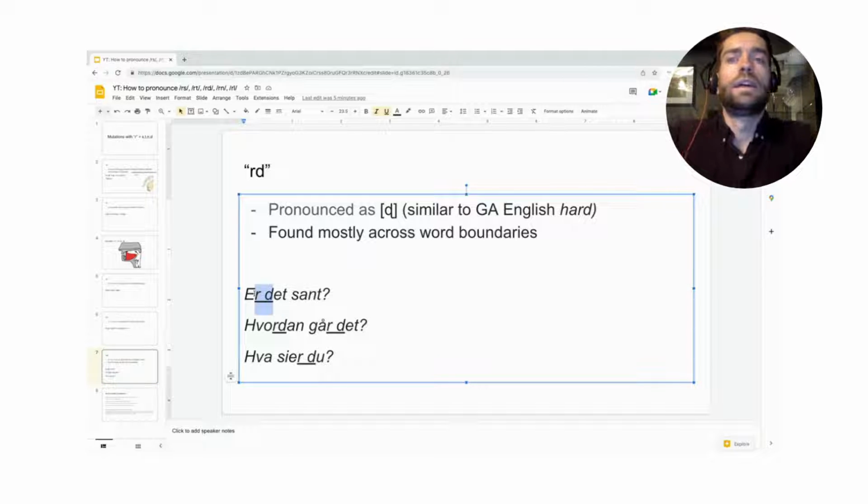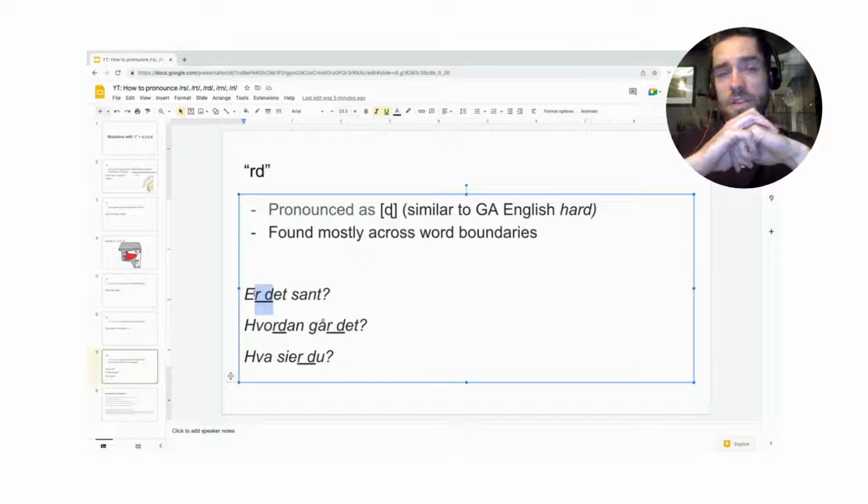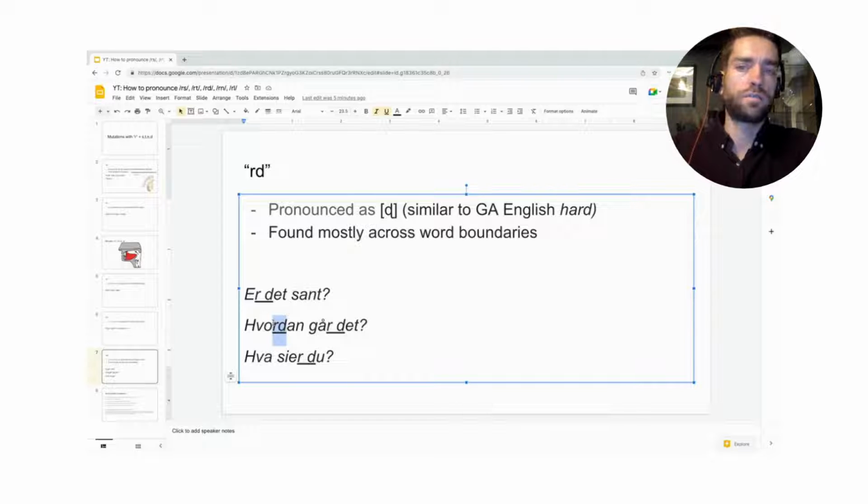So, for example, er det sant? Er det sant? So, er det is a very, very frequent word combination. We don't say er det. That sounds very strange to say er det. It becomes er det. So if you want to perfect your Norwegian pronunciation, you need to practice this. Here, hvordan går det? Here we have two examples in one sentence. Hvordan. You rarely, if ever, will hear that pronounced hvordan. But okay, maybe every once in a while. Hva sier du?